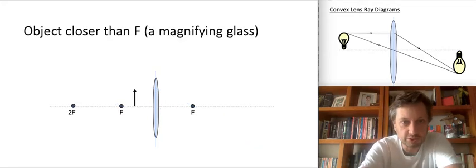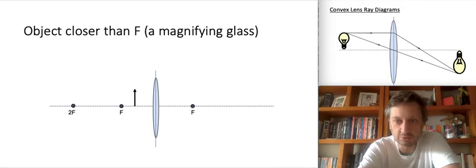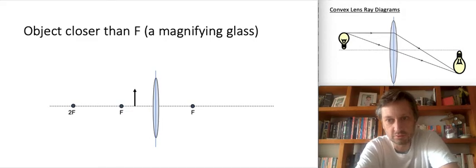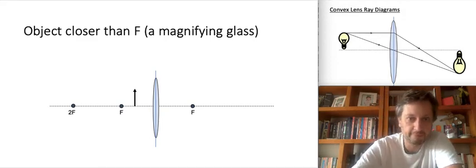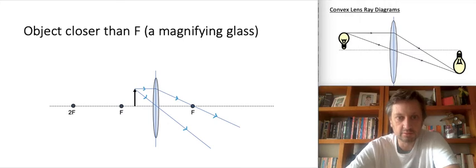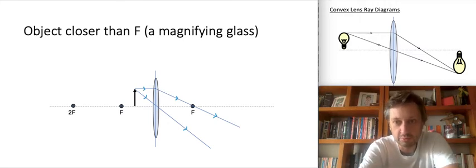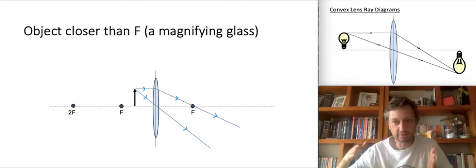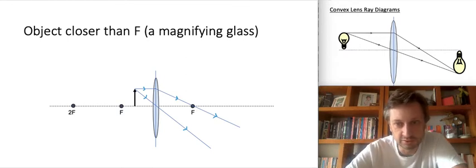Okay, and the final question, for an object very close to the lens, in fact closer than the focal point, we do the same again. One ray goes through the center and the parallel ray goes through F. Now you might think something's gone wrong here. It's a converging lens, but the rays are not converging. But let's give it a bit of thought.